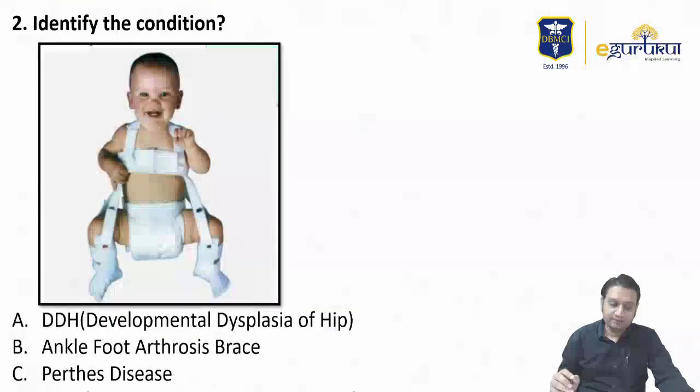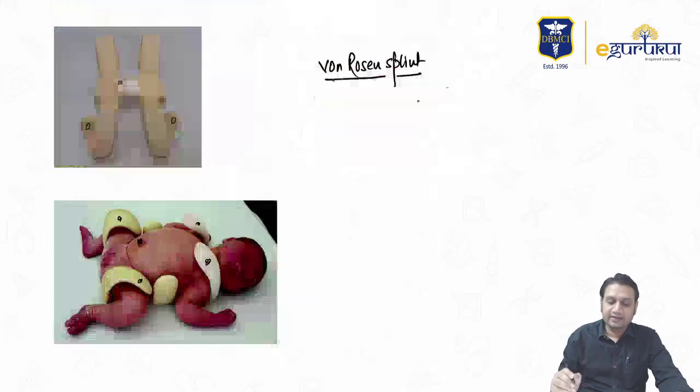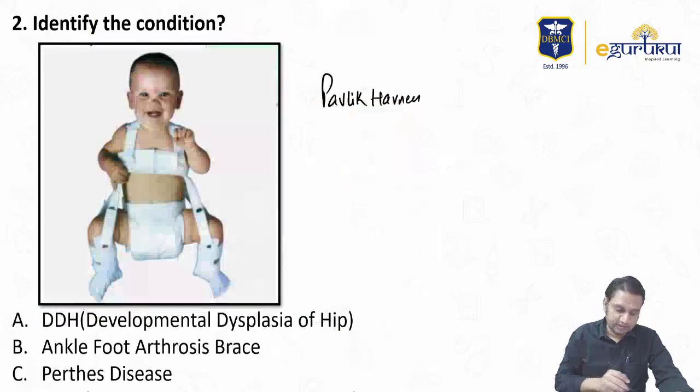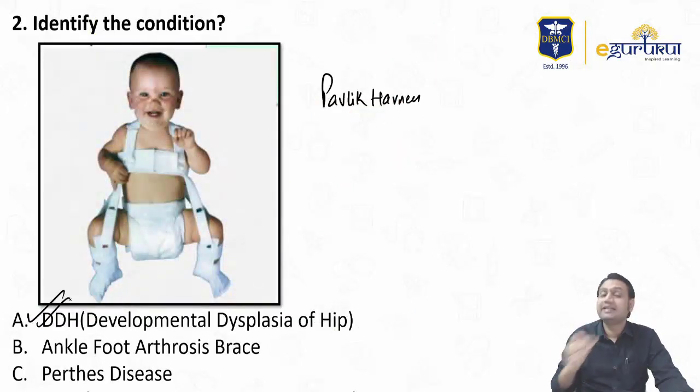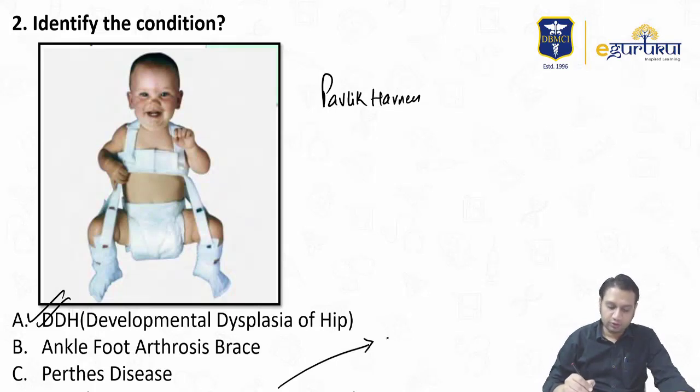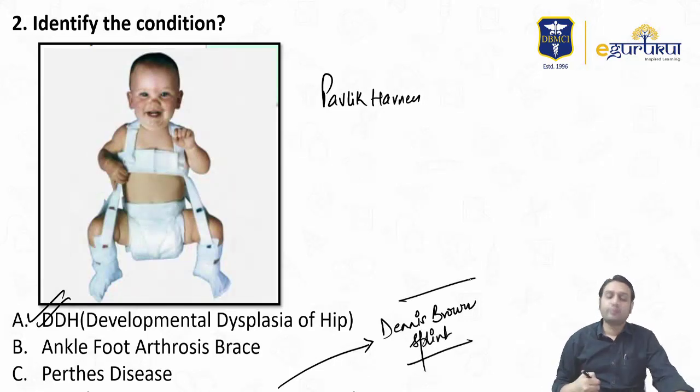So the earlier one, this is Pavlik harness. Don't forget that now. So that is Pavlik harness, right? And this one is von Rosen splint. Both are used for which condition? These are used for DDH or the CDH, congenital dislocation of the hip, or the DDH, developmental dysplasia of the hip, right? If you talk of CTEV, what is the splintage that we use for CTEV? The splint used here is known as Dennis Brown splint. The splint used in the cases of CTEV, which is Dennis Brown splint, right?